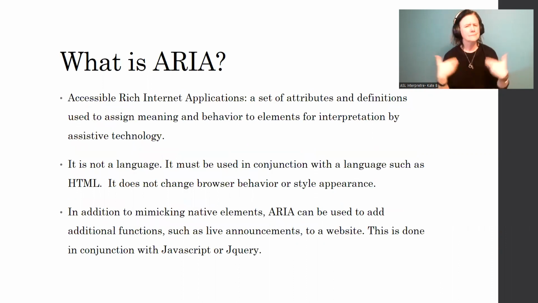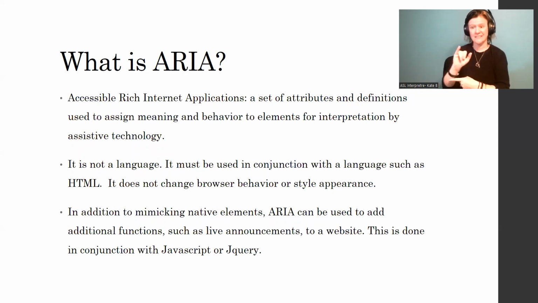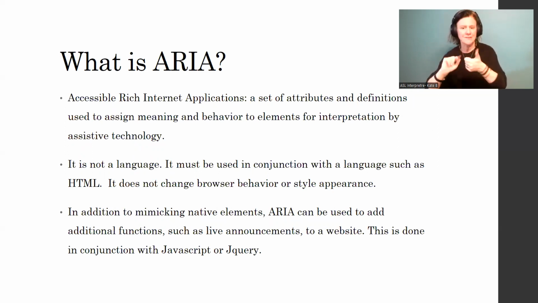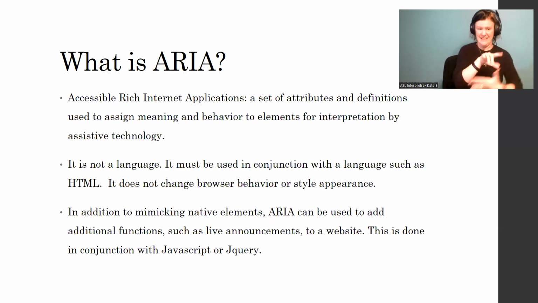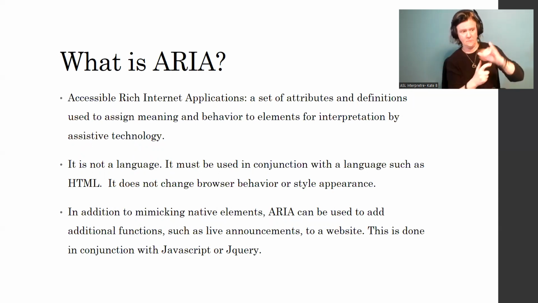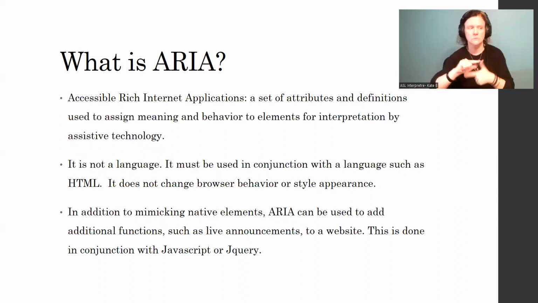So what is ARIA? ARIA stands for Accessible Rich Internet Applications. It is a set of attributes and definitions used to assign meaning and behavior to elements for interpretation by assistive technology. In simpler terms, ARIA tells assistive technology, such as screen readers, how to read something. So if you assign a role to a part of text, the screen reader is going to read that text as something else, like a button. So you can change how things are interpreted or give them additional functions.